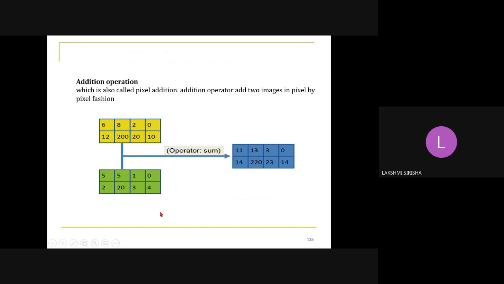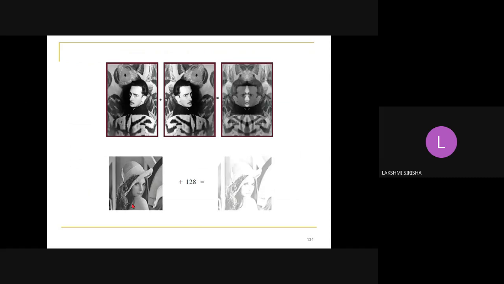Likewise, if you take any two images with a size of 512 by 512 or 256 by 256, the corresponding pixels are added together. We get the addition image. So this is the example. First one is one image, second one is another image. Then add these two, we get this type of image. And next, if you take one image and add 128, that indicates each pixel in the given image is added with 128. So 128 plus first pixel, 128 plus second pixel, likewise.